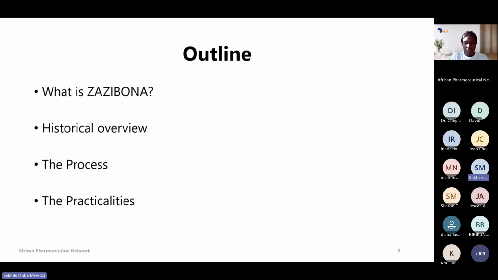What am I going to talk about this afternoon? That is the outline. I'm sure that there are some people who may not know fully what ZAZIBONA is. Then I'll give you one or two slides on our history and then dwell extensively on the process itself, because I think that is what people are interested in today. And then I threw in some practicalities as well: so what, I have this information. What does it actually mean for me as a prospective applicant? Or maybe in our audience, we also have some regulators as well.